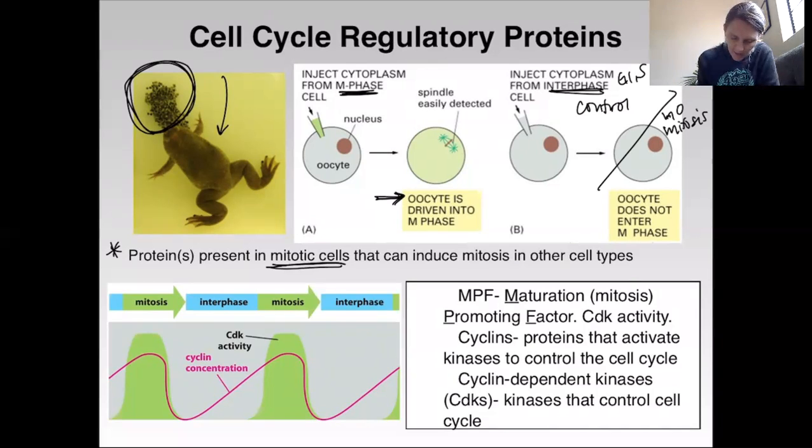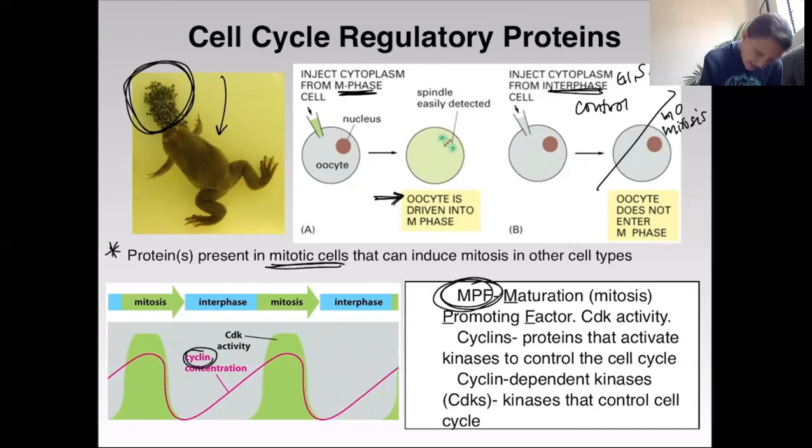They didn't know what it was at the time. They called that maturation promoting factor, or mitosis promoting factor, right? We now know what that promoting factor is. We're not going to go into too many details about it, but there are two really important proteins here.